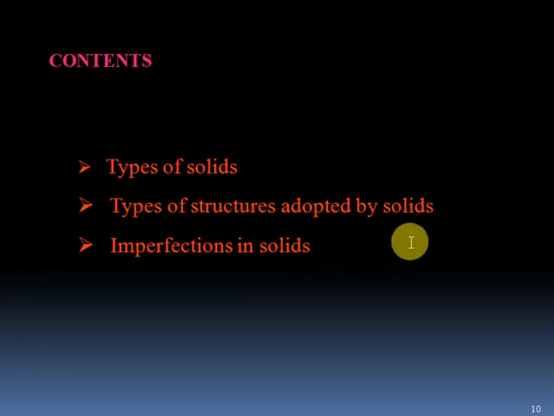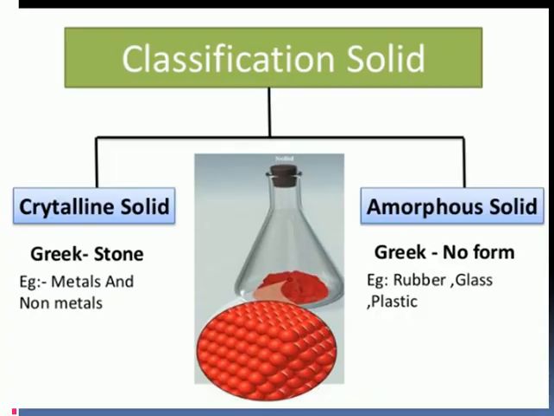Types of structure adopted by solids. Solids have different structures, just consider the cubic structure, orthorhombic, monoclinic. You can have face centered, body centered, edge centered, and many more will come. Imperfections in solids: solids are not perfect, so there will be some imperfection. I'm going to discuss in detail the imperfections of solids, defects in solids also.